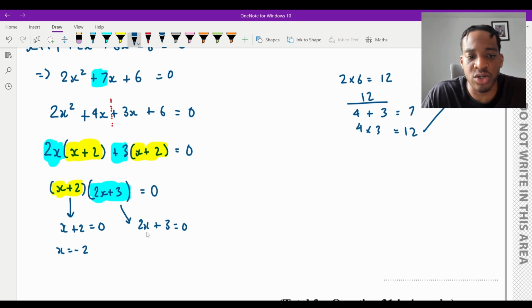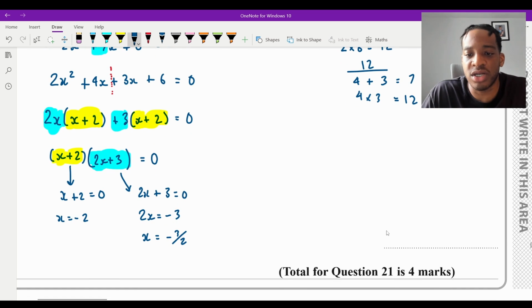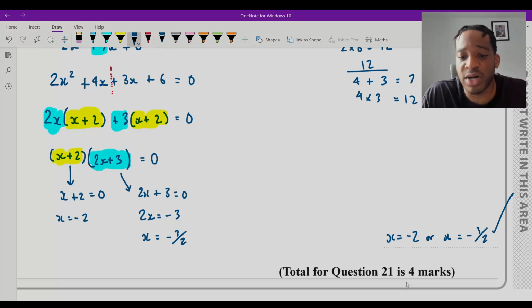There's a bit more to do now. I'm going to take the 3 over. It's going to be 2x is equal to -3. And then we're going to divide by 2 to give us x is equal to -3 over 2. So therefore, your two answers are going to be x is equal to -2 or x will equal -3 over 2. And that's it. That will give you the 4 marks.